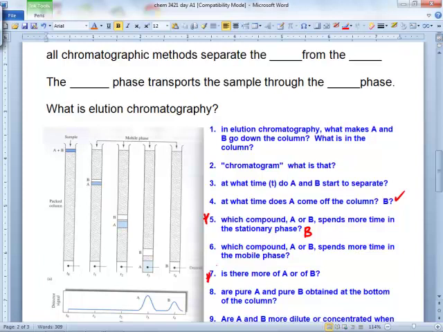How about, is there more of A or B? Miranda, do you have any insights into that? Could you say whether there's more of A or more of B? Well, pure A or pure B obtained at the bottom of the column. Would it be more of A? It's a bigger peak. There should be more of it. There's a problem, though. Imagine your little, use this guy. Our little detector, you remember using those little Spec 20s, right?